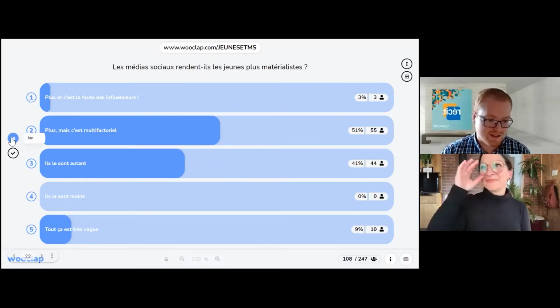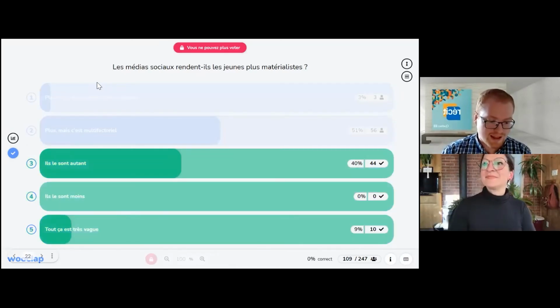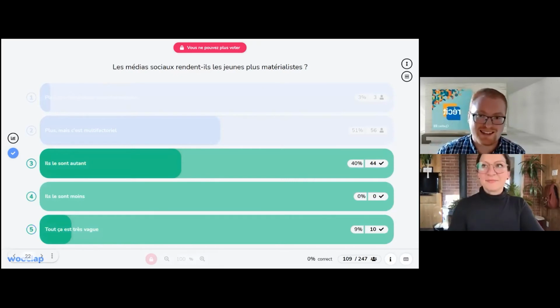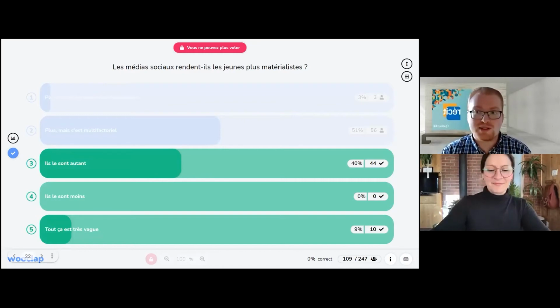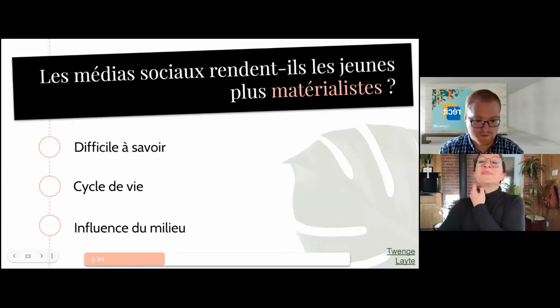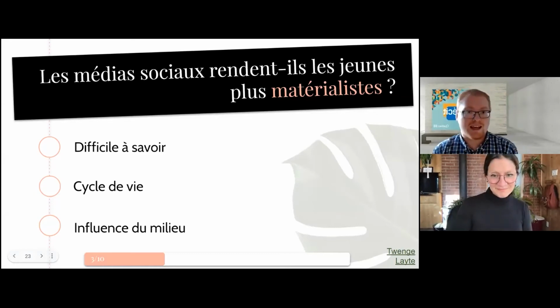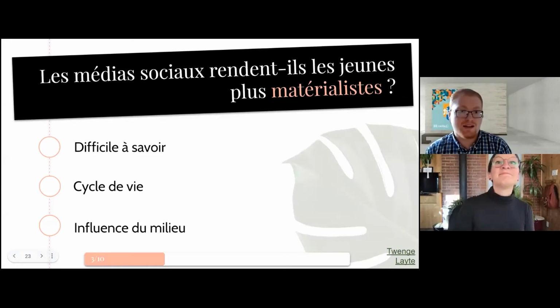So they are more materialistic, but it's multifactorial. Is that the true answer? So they are just as materialistic. Or number three and number five, all that is very vague. Let's find the real answer. Do social media make young people more materialistic?